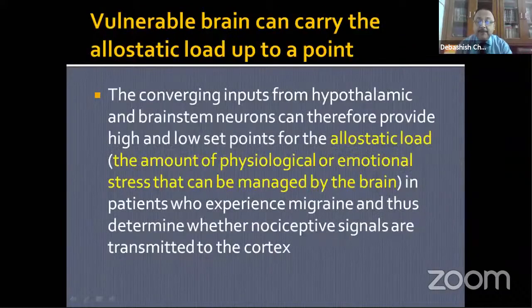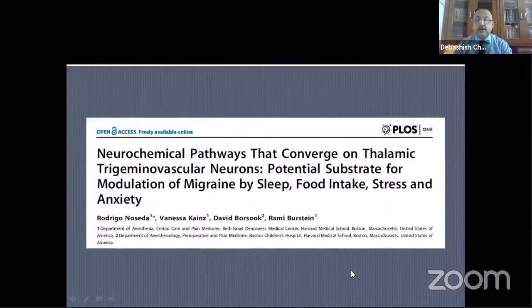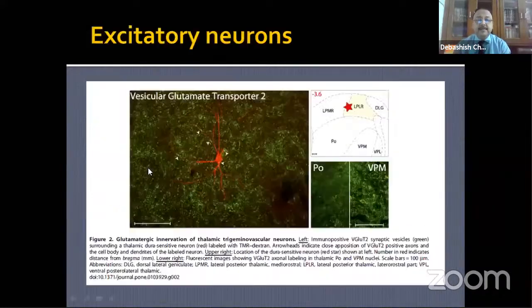And actually, these converging inputs from the hypothalamic and brainstem neurons provide high and low set points for the allostatic load, the amount of physiological or emotional stress that can be managed by the brain in patients who experience migraine, and thus determine whether the nociceptive signals are transmitted to the cortex. So merely the generation of nociceptive signals is not enough. The brainstem is going to decide whether that has to go up or not. And this has been elegantly proved by these studies.